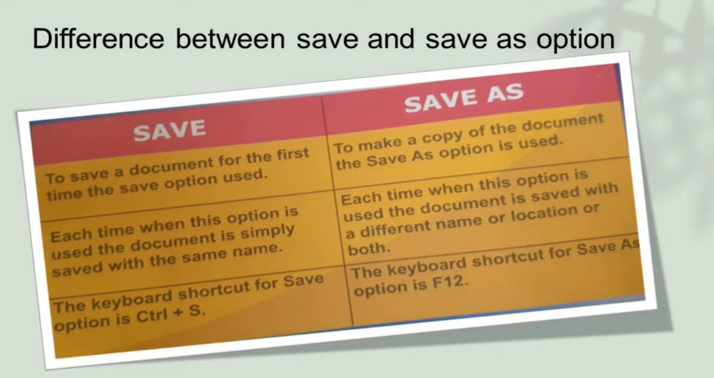The keyboard shortcut for Save option is Ctrl plus S. The keyboard shortcut for Save As option is F12.